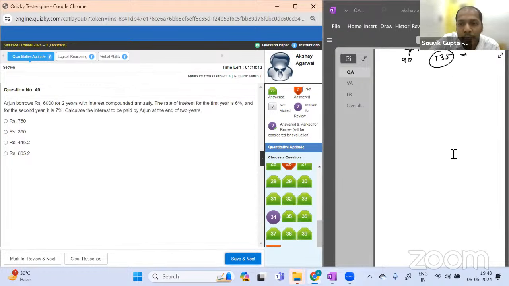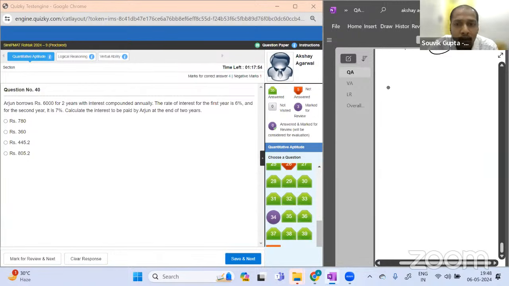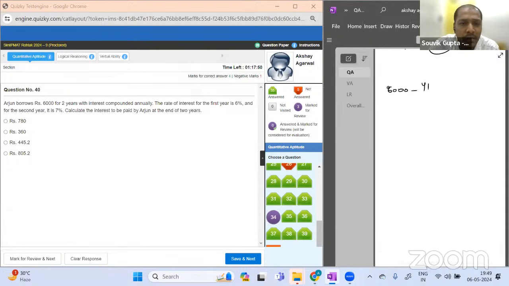So option B. Next, Arjun borrows 6,000 for 2 years with compound interest compounded annually. The rate of interest for the first year is 6%, and for the second year it is 7%. Calculate the interest to be paid by Arjun at the end of 2 years. Theek hai. So on 6,000, first year he will be charged an interest of 360 rupees. Second year he will be charged an interest of 420 on the base plus 7% on this as well.